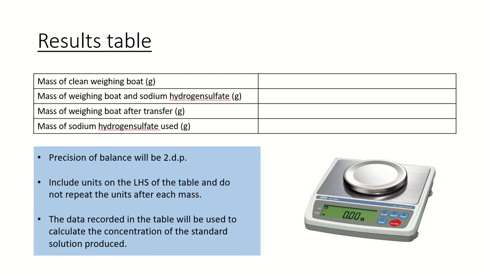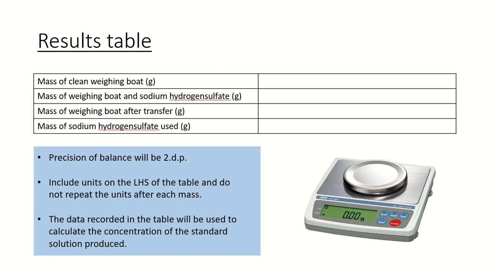Next, following on from this, we're going to need a results table because we're doing a practical. You get marked on this as well. So, key things for our results table to note is that we have the units written once for each row. So in the brackets you have grams. There's no need to repeat that when you actually write the masses that you get. We only write it once. And you can see that for most balances, the precision will be 2 decimal points. So make sure that our masses recorded in the table are all to 2 decimal places. No more, no less.